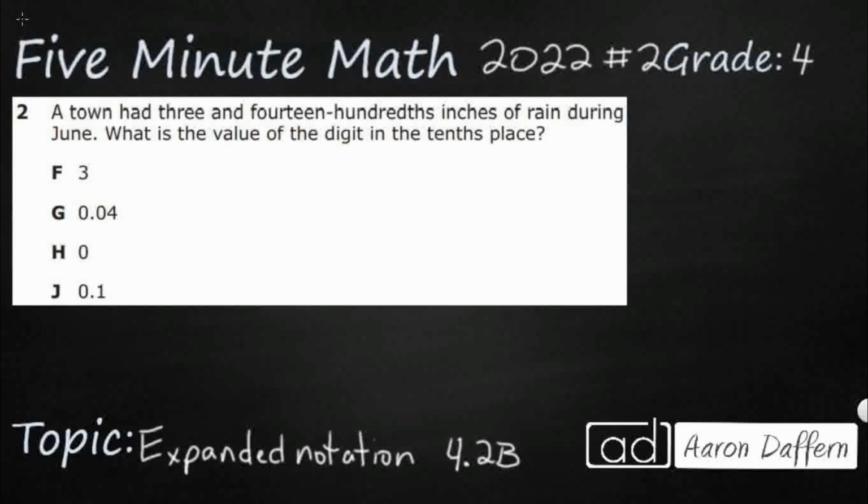Today we are looking at the 4th grade concept of expanded notation. This is standard 4.2b in the great state of Texas, and we are using item number 2 off the 2022 released STAAR test. If you haven't done so already, please go ahead and take a moment to pause the video, work this problem out on your own, unpause it, and we will look at our answers together.